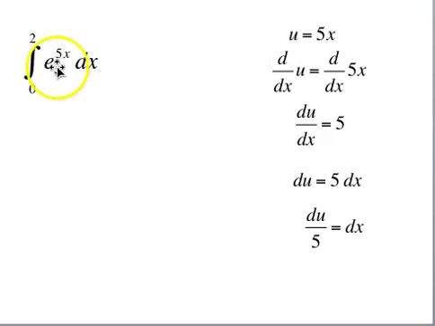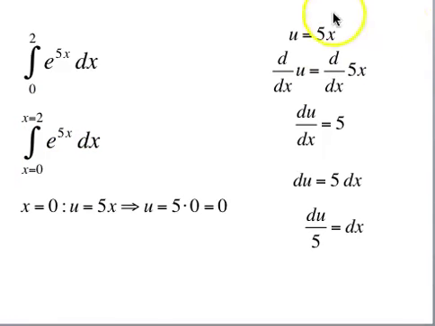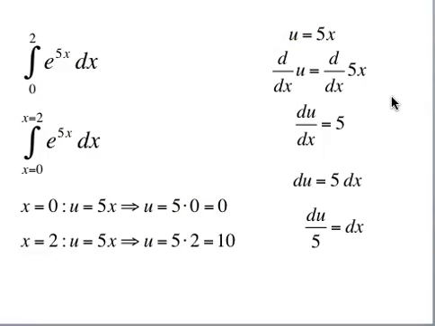So this will be e to the u, and this will be du over 5, but we have to change the endpoints. If x is 0, that's what that means. X is 0 because it's dx, and x is 2 because it's dx. What will u be? Well, if x is 0, u is 5 times 0, or 0. And if x is 2, u is 5 times 2, which is going to give me 10.